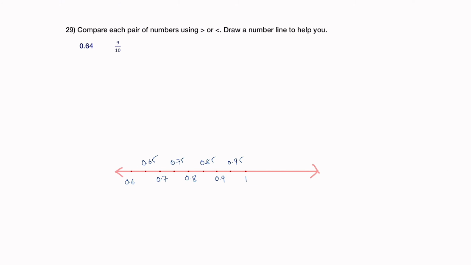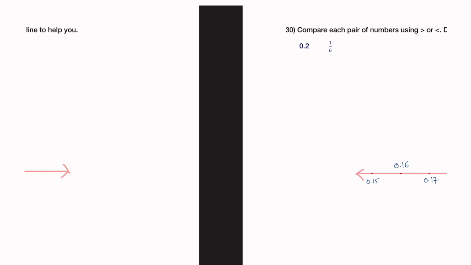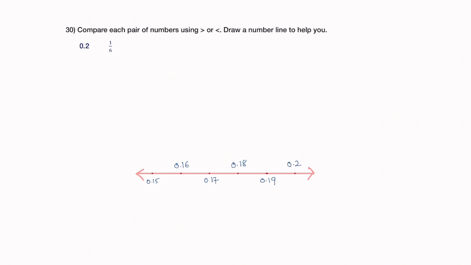0.64 and 9 upon 10. 9 upon 10 is 0.9, right? Divided by 10 is easy. You shift the decimal, right? So first digit here, we compare the first digit. That's 6 and that's 9. So of course, this is smaller. So 0.6 is here and 0.9 is here. So 0.65 is here. So 0.64 would be somewhere here. 0.2 and 1 upon 6. So 1 divided by 6. You put 0 and you put the decimal.